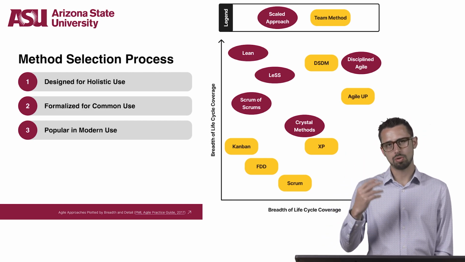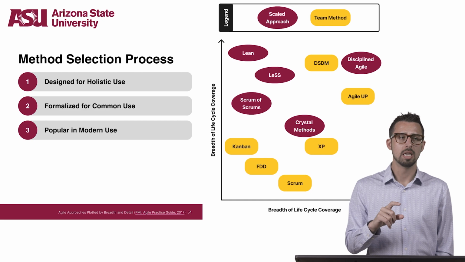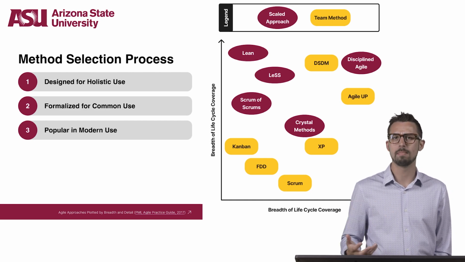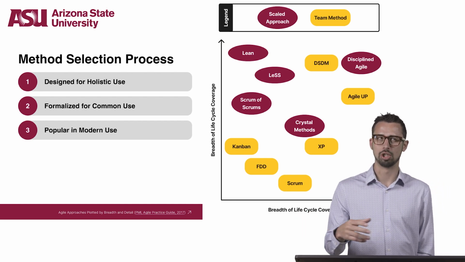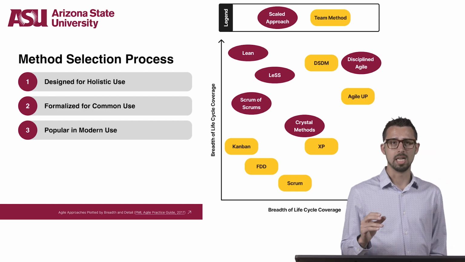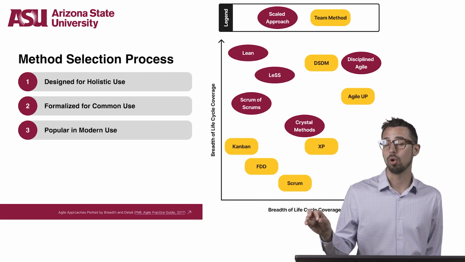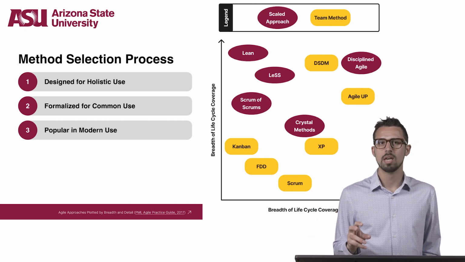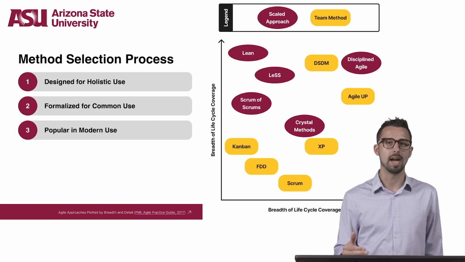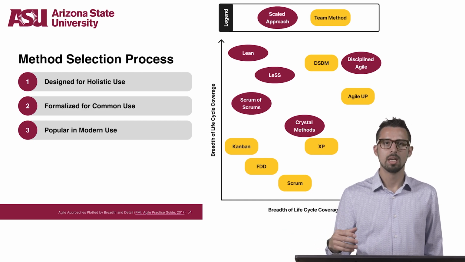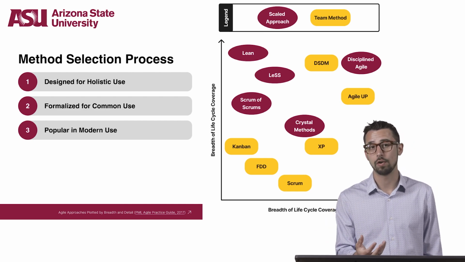So to break this down a little bit, some of the Agile methods that are designed for holistic use are really important because some Agile approaches are centered on a single project activity, such as estimation or maybe even just reflection. The listed examples here include only the more holistic Agile frameworks. Some are more full-featured than others, but all of these selected approaches are those intended to guide a broad set of project activities. And then also I've looked specifically for methods that are formalized for common use.